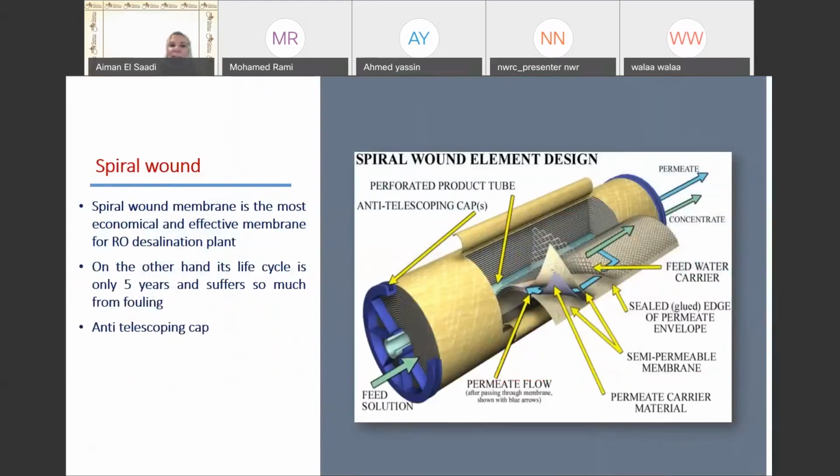These are types of membrane. One type is the spiral wound, which is used at the desalination lab at SRU. Spiral wound membrane is the most economical and effective membrane for RO desalination. In the cut of the membrane, we can notice the different layers: semi-permeable layers and also permeable layers.